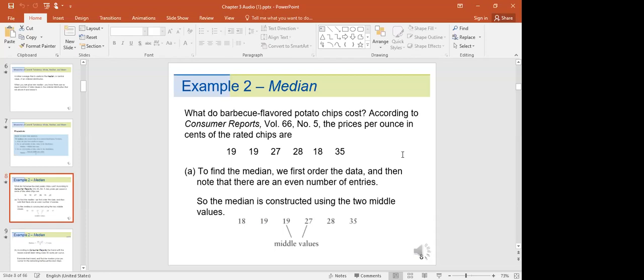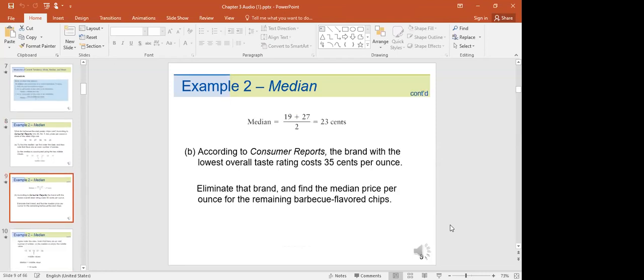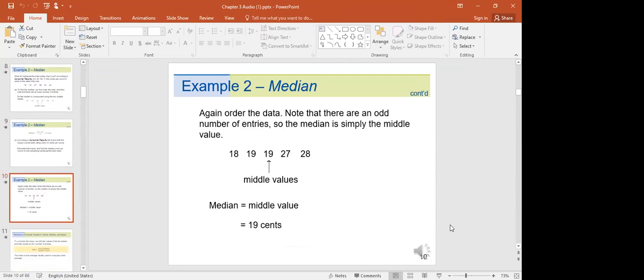To find the median price, we will arrange these numbers in order. And we will see that there are 2 values that are at the middle. We take the average of these two values to get the median. So the median is 23 cents. When we have an odd number of values, we just take the one that is at the middle. So in this distribution, the median will be 19.